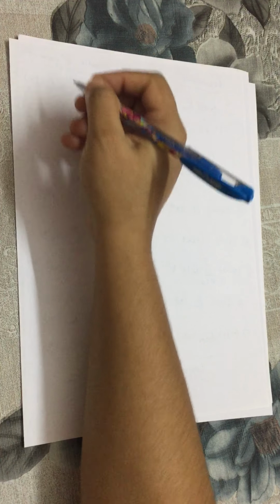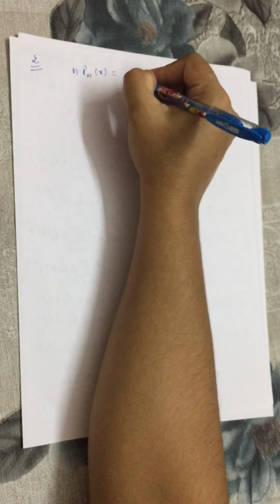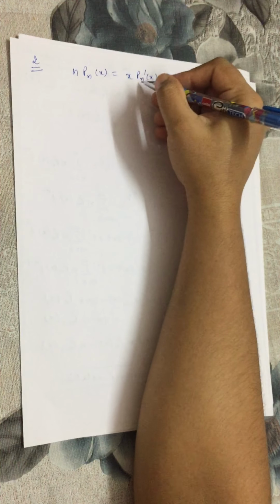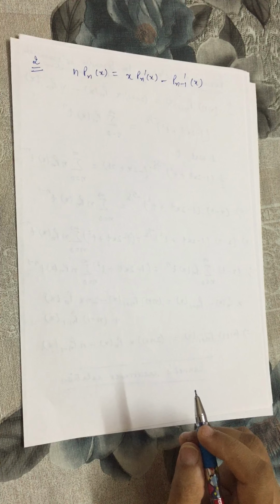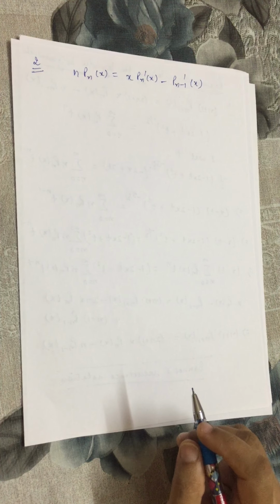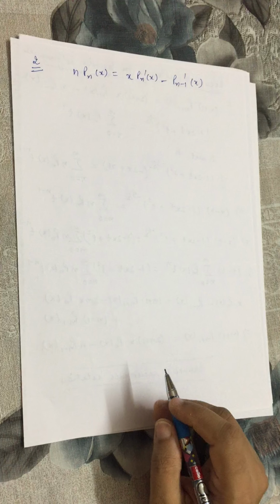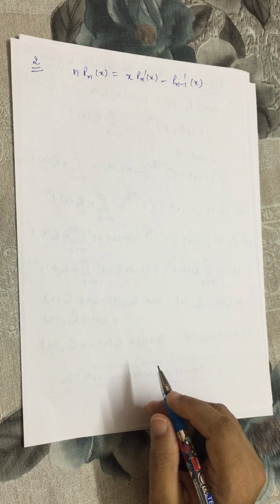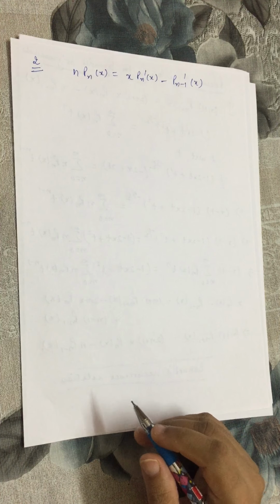Now we will prove another recurrence relation, which says n P_n(x) = x P_n' - P_{n-1}'. So P_n' means the derivative of P_n with respect to x. Now we again start from the generating function.